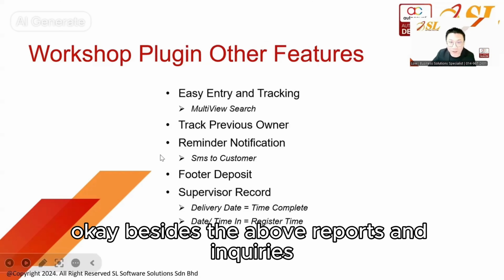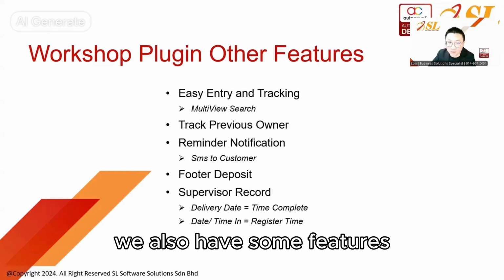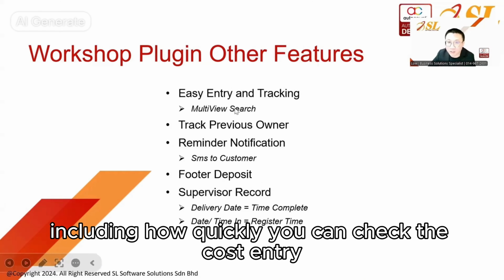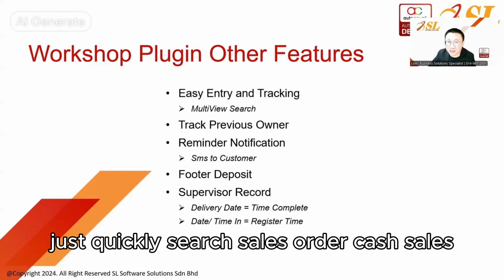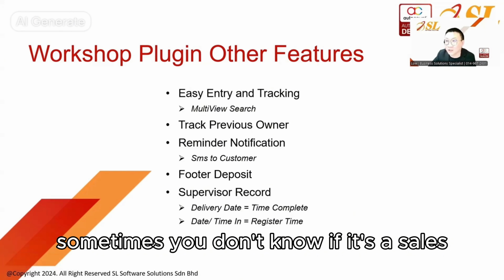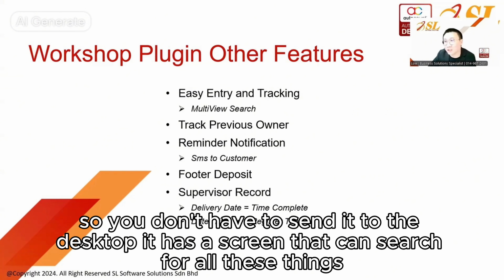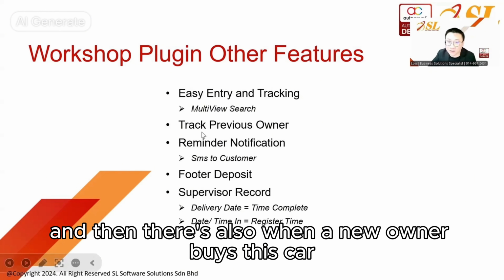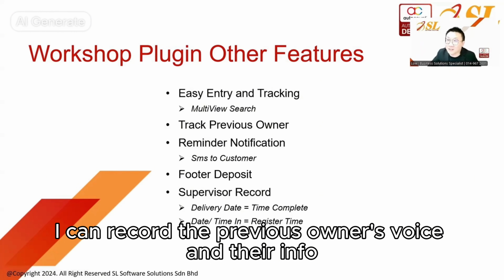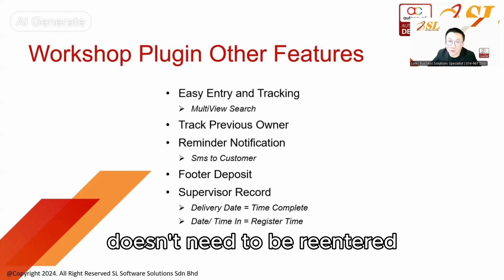Okay, next let's take a look. Besides the above reports and inquiries, we also have some features, including how quickly you can check the car's entry. Just quickly search sales order, cash sales. It also has very useful functions, all in one screen. Sometimes you don't know if it's a sales order or cash sales, so you don't have to send it to the desktop. It has a screen that can search for all these things. And then there's also when a new owner buys this car, I can recall the previous owner's info so it doesn't need to be re-entered, as well as the car's model.